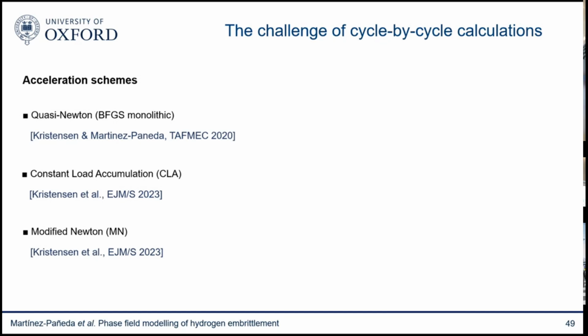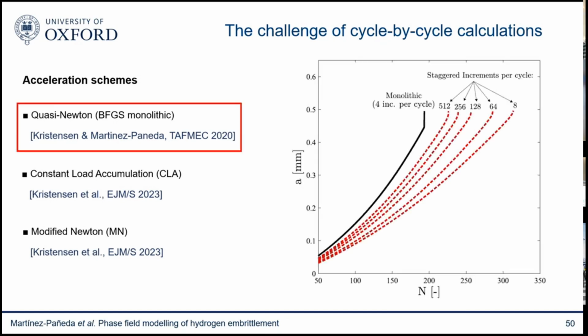And normally what engineers do is they apply some sort of superposition, but superposition doesn't apply with hydrogen because we have hydrogen diffusion. So what do we do there? We need to look at cycle by cycle calculations. But this means that if you're dealing with a component that fails after millions of cycles, which can happen, then you're going to have to do millions of cycles in your computer, and this can be quite heavy. So for that, we have been working on acceleration schemes. One was this quasi-Newton approach that I showed you before. It really delivers very impressive predictions.